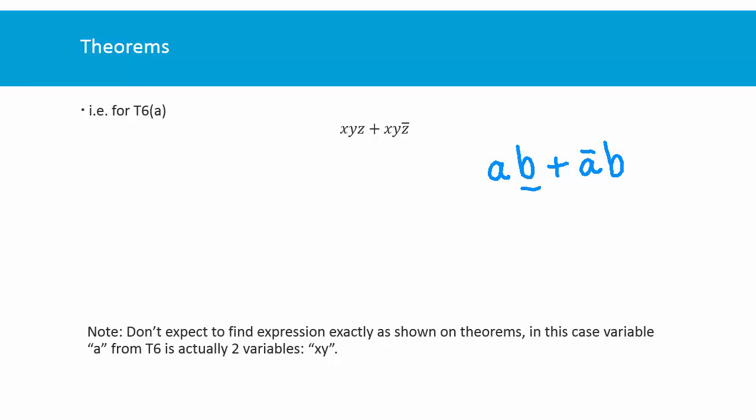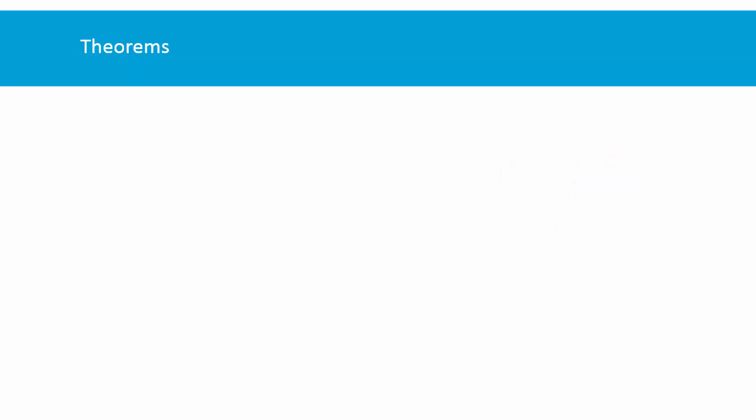The v part, don't expect to find just one variable. In this case, the v part is xy. So you can have different types of expression as long as they repeat, or as long as you find the pattern, it's going to be correct. Now we have another example with theorem 6b.